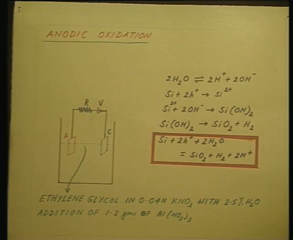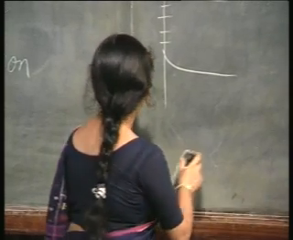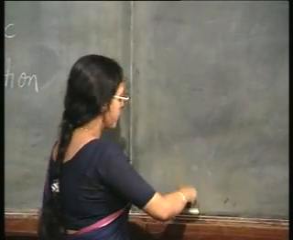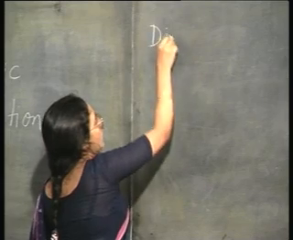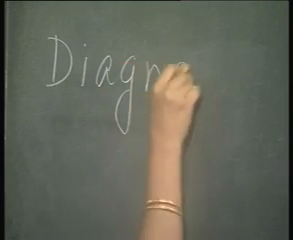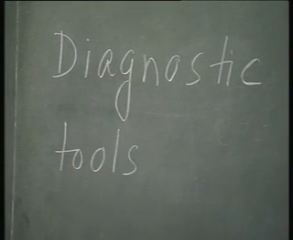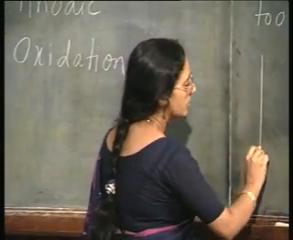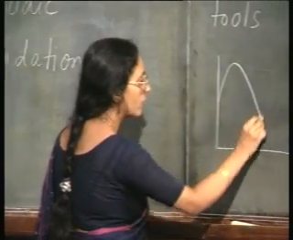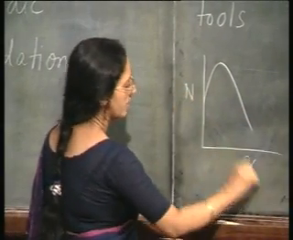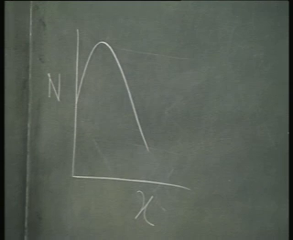Still, anodic oxidation has this advantage of being a room temperature process. So, it can be used as a diagnostic tool. That is to say, by using anodic oxidation, one can accurately determine various facts about the semiconductor. For example, suppose one wants to find out the doping profile in a silicon sample. Let us say the sample is doped and it has a doping profile like this, N versus X. This is the doping concentration with the distance.